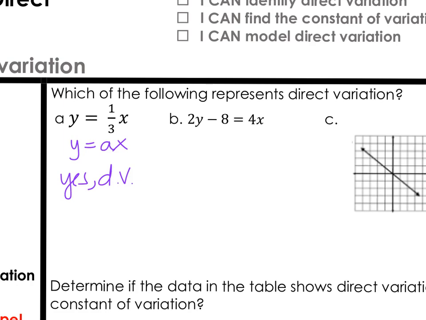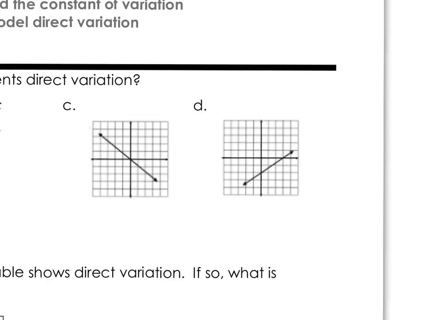But example B, 2y minus 8 equals 4x. If you know something is being subtracted, that would no longer hold true for the y equals ax model. So this is not an example of direct variation.